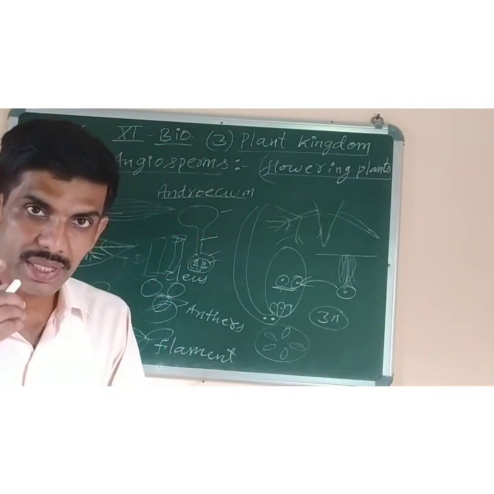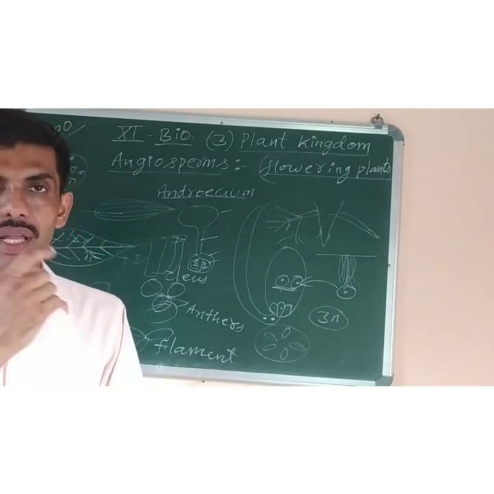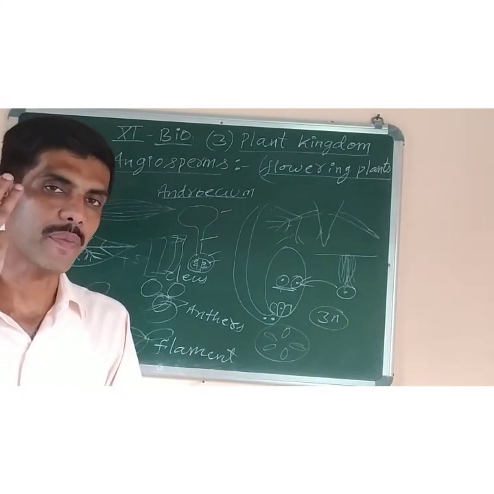And the last one is about the seed. In case of monocot, only a single cotyledon is there. In case of dicots, we have 2 cotyledons.